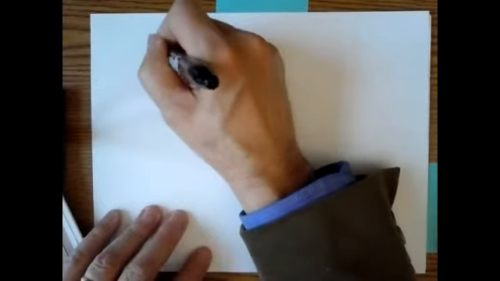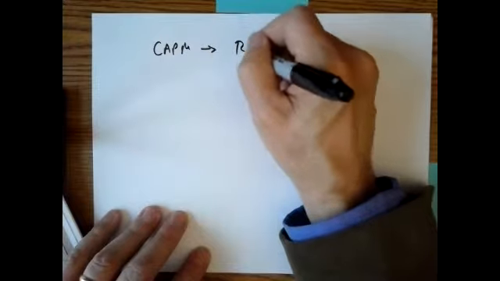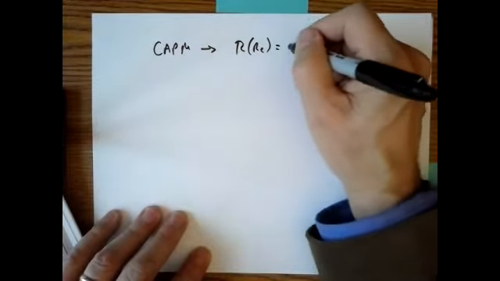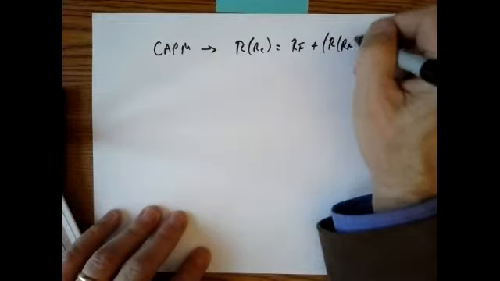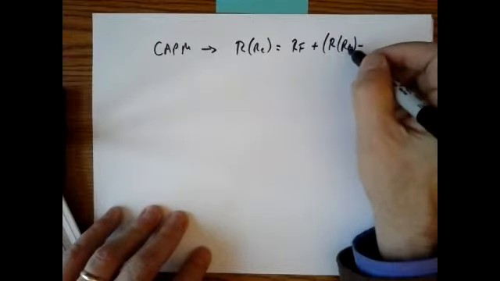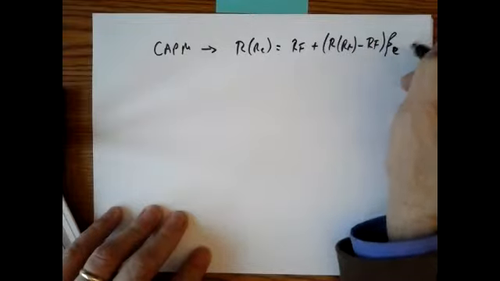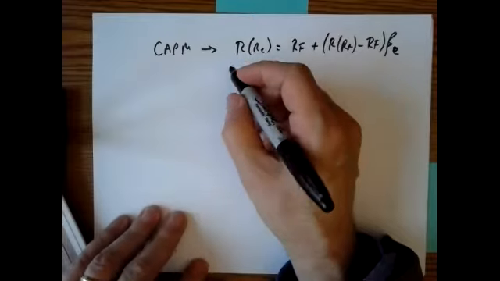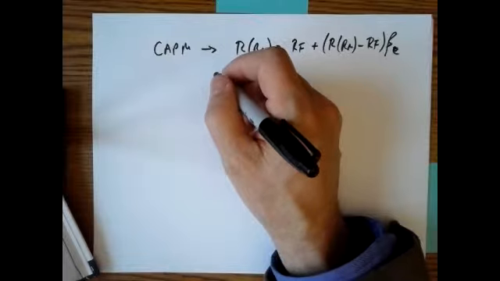Then it says, let's do CAPM. The security market line formula says the required rate of return on equity equals the risk-free rate plus the risk premium on the market, which is the required rate of return on the market minus the risk-free rate, times the beta of the firm. They give us some proxies.